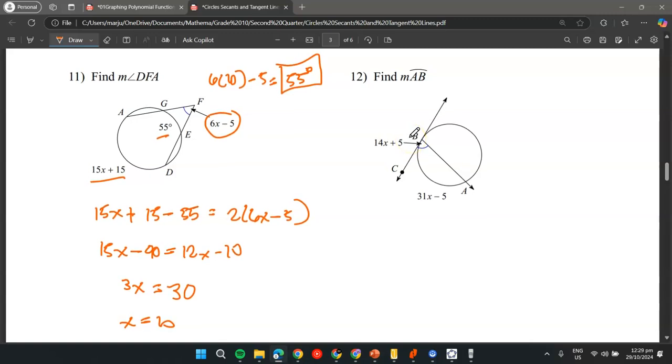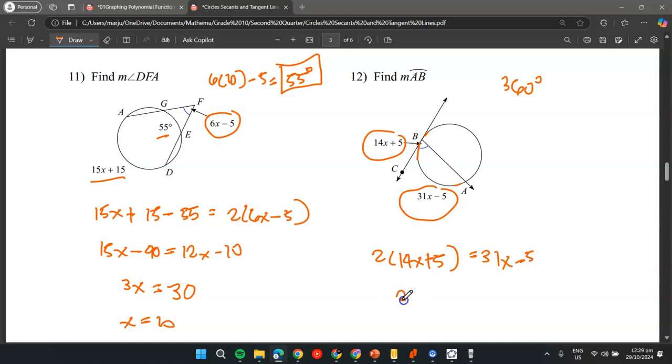And then for the last one, find the measurement of the arc AB. We're asked to find the measurement of this one. So what we're going to do is solve first for x. And then remember, this arc plus AB is the entire 360, right? So again, this is half of this. So this is twice 2 times 14x plus 5. That is just equal to 31x minus 5. And this is 28x plus 10 equals 31x minus 5.